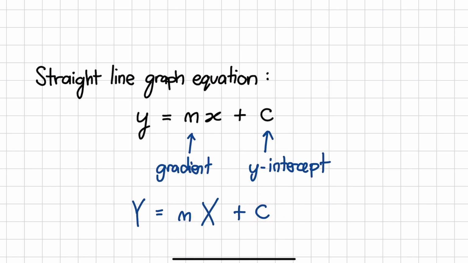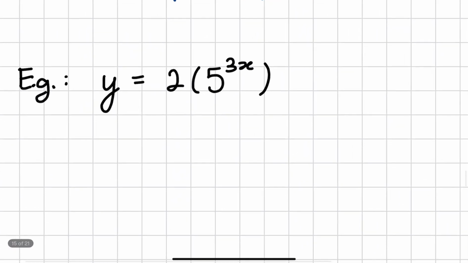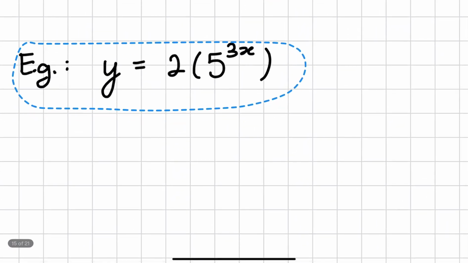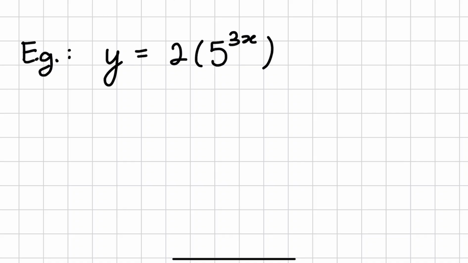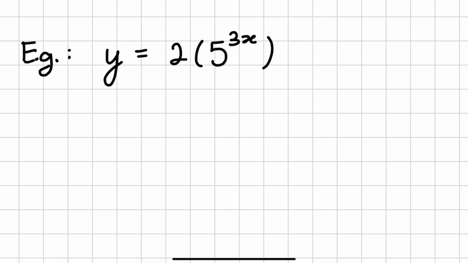So let's see one example of how we can illustrate this. Let's look at this certain example over here. If I'm given this equation here, if I were to draw this graph y against x, I will definitely not get a straight line graph. So therefore, the purpose of this chapter is for us to turn any equations like this such that I can get a straight line graph when I draw it out.